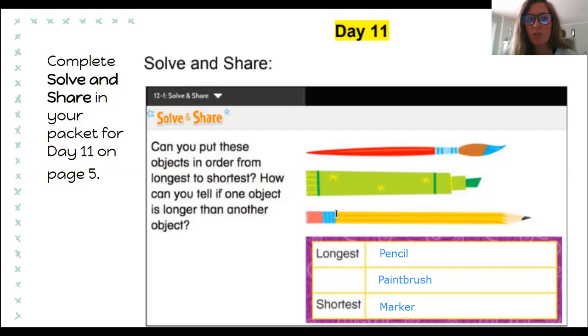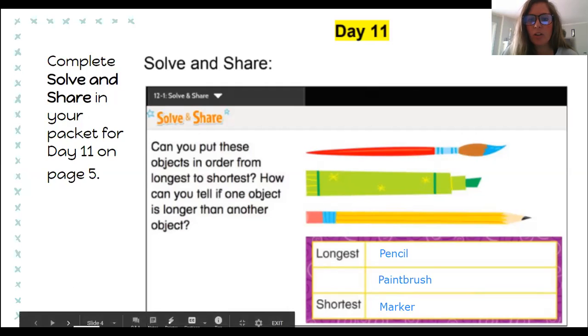All right, so I'm going to give you a few minutes. You can write this down on your packet. We've got the pencil as being the longest. Then we have the paintbrush. And then we have the marker as the shortest. All right, I'm going to go ahead and move on.